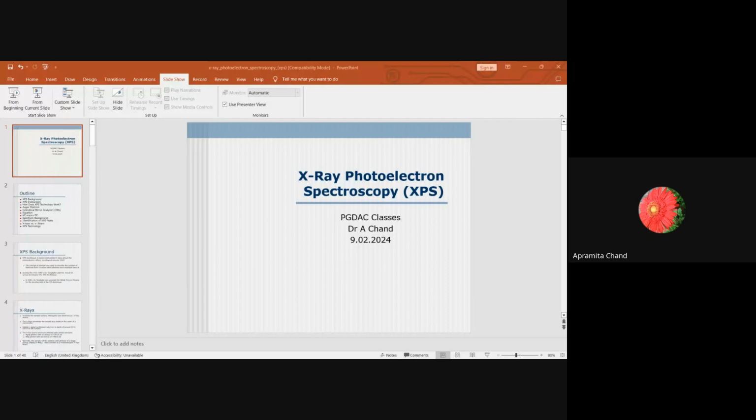You can also note down that XPS is also known as ESCA, that is electron spectroscopy for chemical analysis. This technique is widely used because it is very simple to use and the data is easily analyzed. The data analysis is fairly easy.